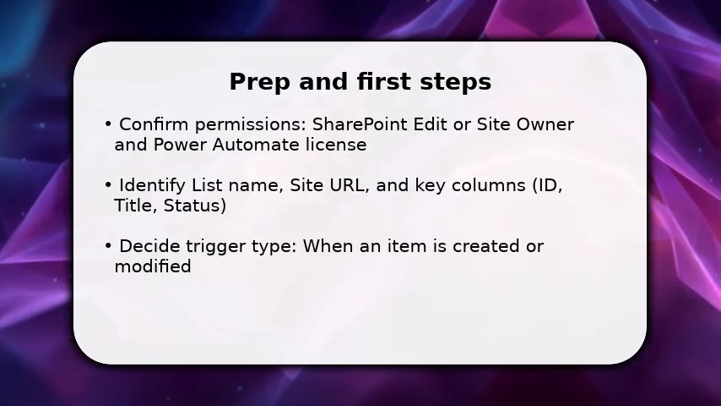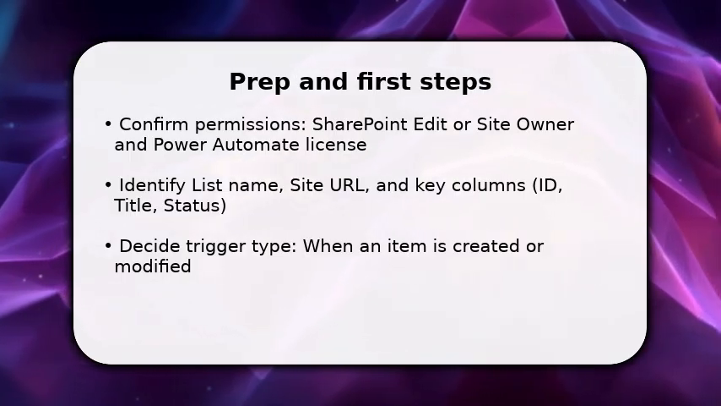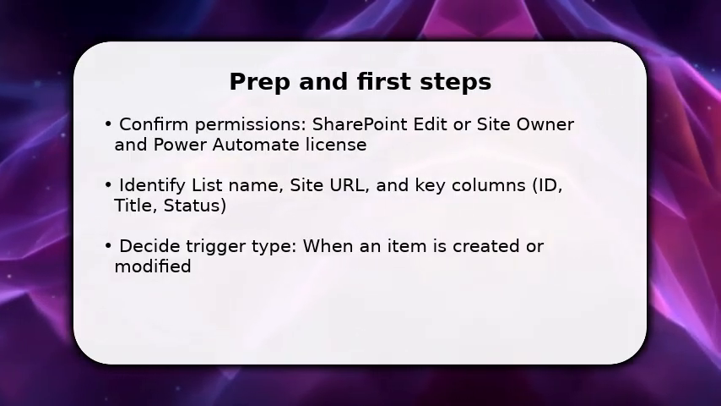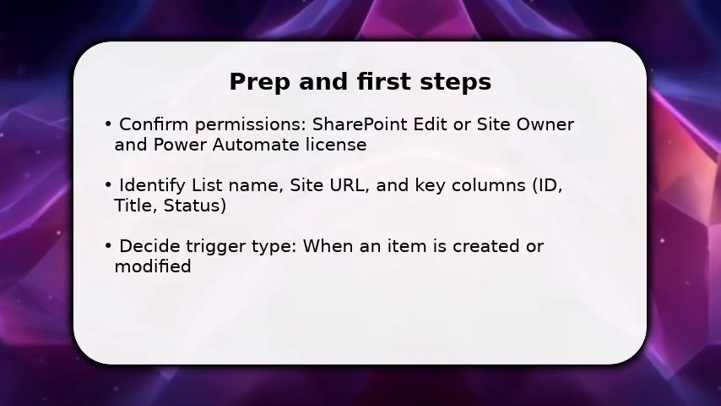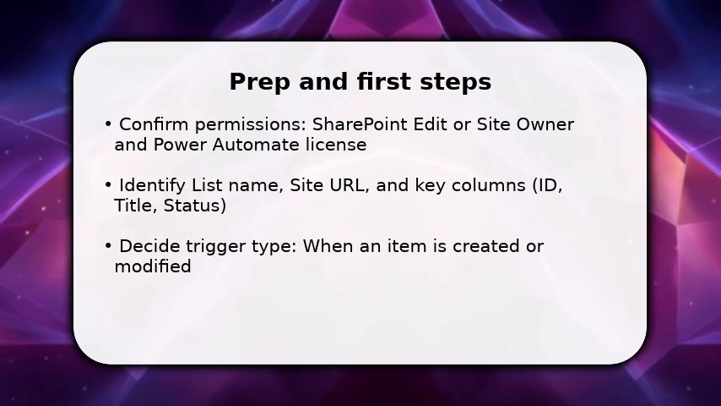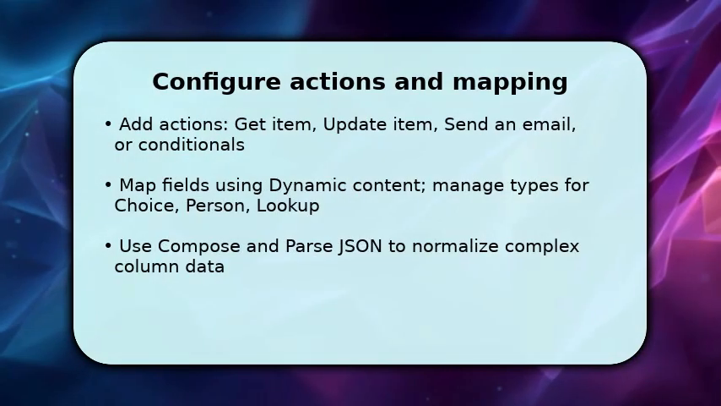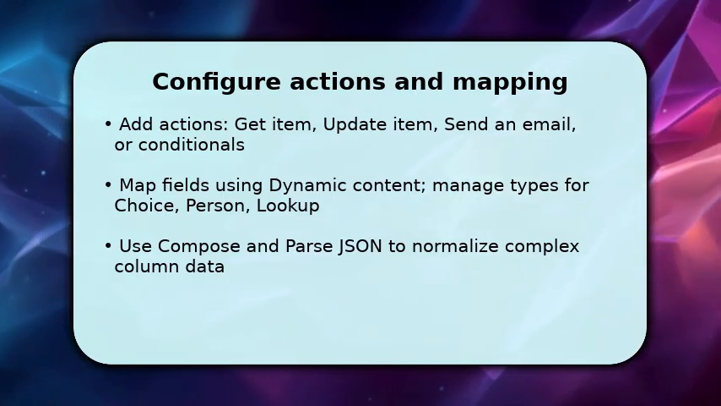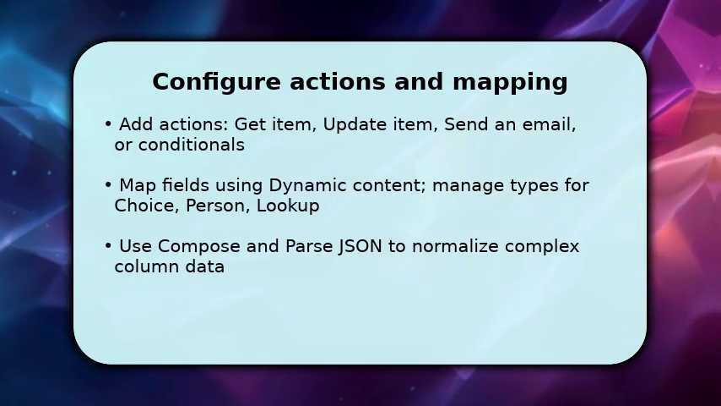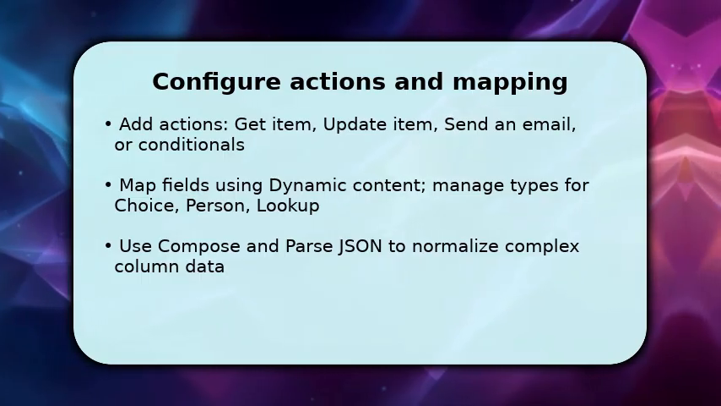Make sure to select the correct site address and list name in the trigger fields so the flow targets the right list. You're starting the live connection now, so verify columns appear in dynamic content before moving on. Once the trigger is set, add a Get Item action if you need full column values, or proceed to actions like Condition, Update Item, or Send an email.